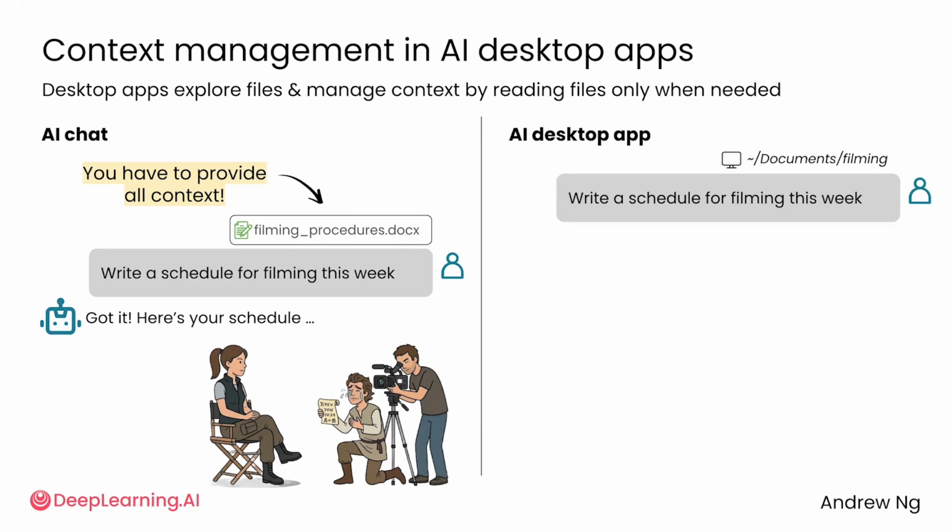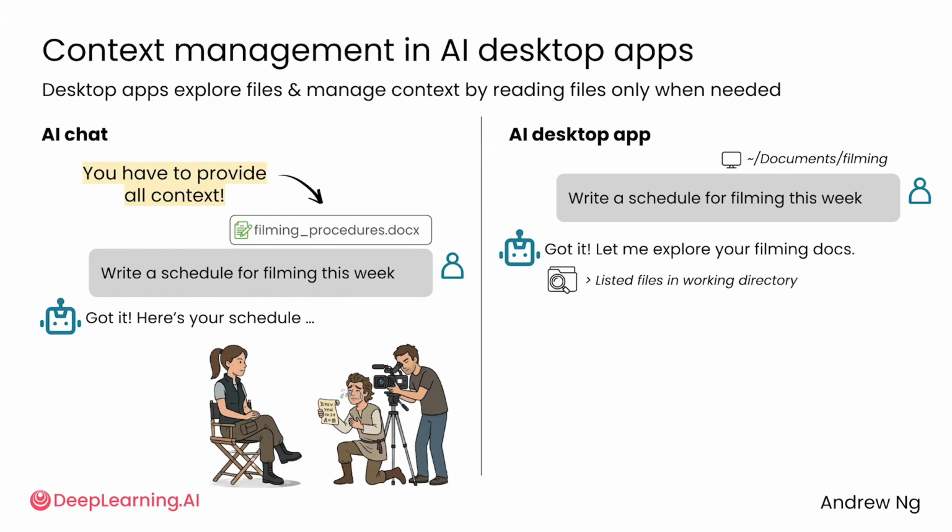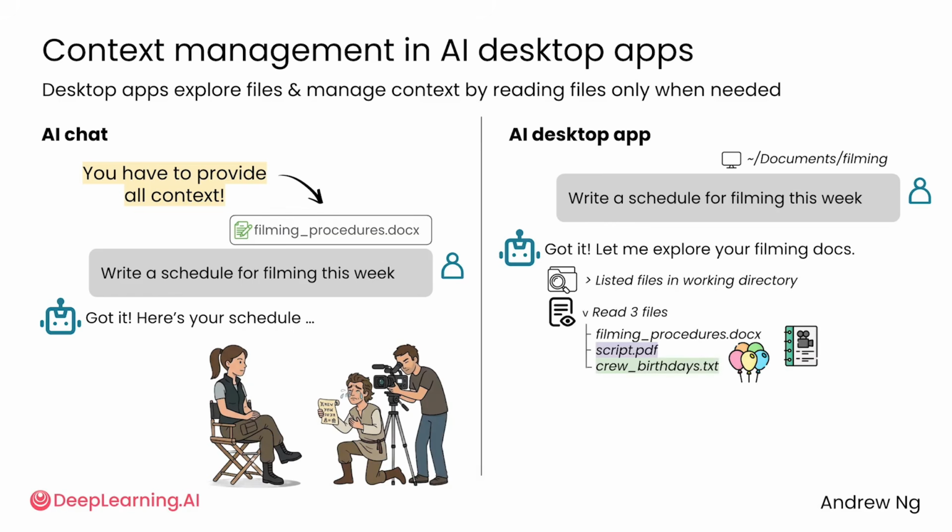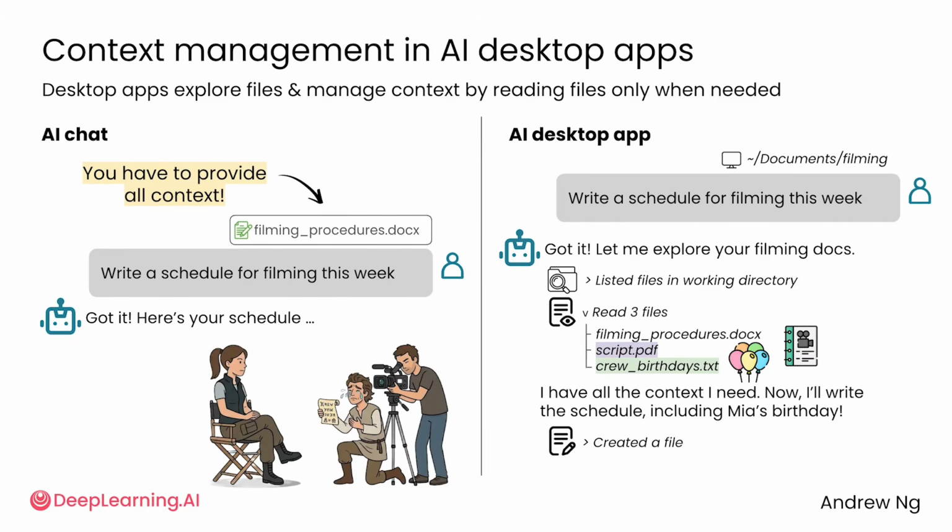But with an AI desktop app, if you start the application in, say, your document/filming folder, then if you tell it, write a schedule for filming this week, then the AI can decide to explore the files in this folder so that it can see what files are there, load the relevant files, and then on that basis, figure out what is a good filming schedule. And in this example, surprise, surprise, it actually noticed that one of your crew members' birthday is the week of filming, and so maybe you'll fold in a celebration for your crewmate Mia.